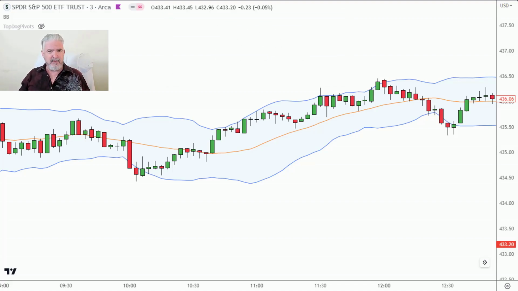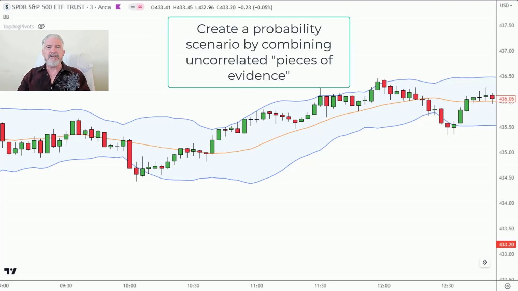Now, you've heard that probably. And yet people in their mind are still looking for certainty. There's no certainty in the market. So we need a statistical probability. And how we do that is we put together uncorrelated pieces of evidence. It's almost like putting together a legal case.